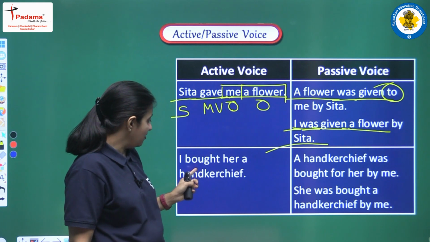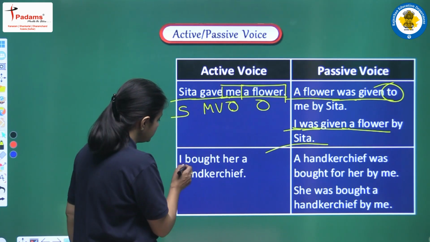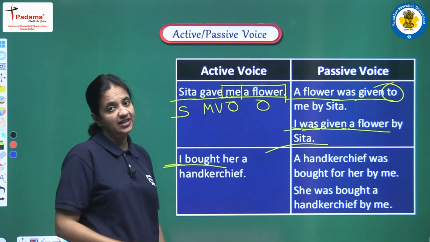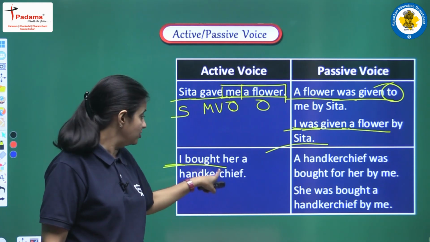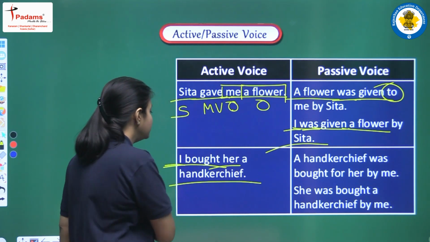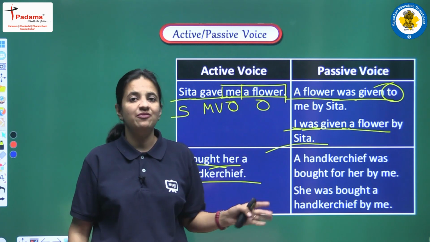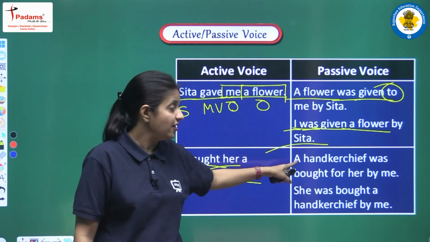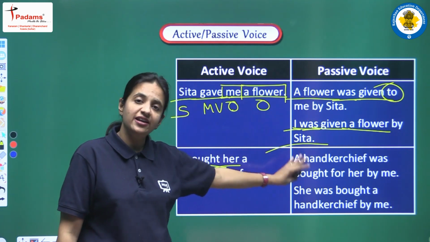One more example we have here: I bought her a handkerchief. Here also in this sentence, "I" is the subject, "bought" is the main verb. Again there is no helping verb in this sentence, so this is also past simple because "bought" is the second form of the main verb. "Her" is the object, and "a handkerchief" is also an object. So yes, we have double objects in this sentence. So we have two options here and we can convert this sentence using any of them.